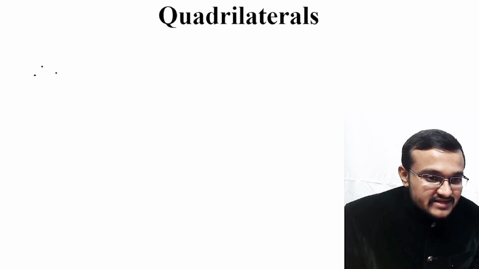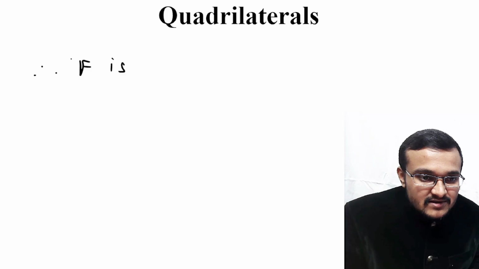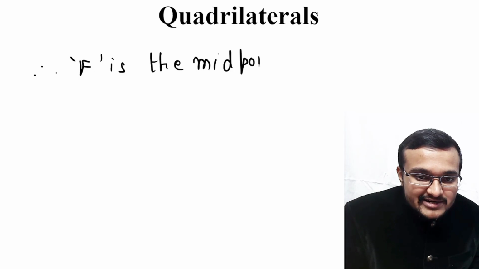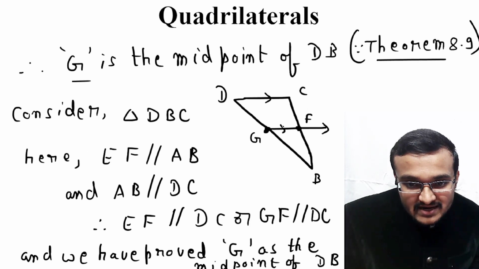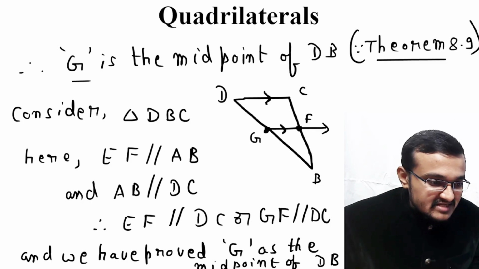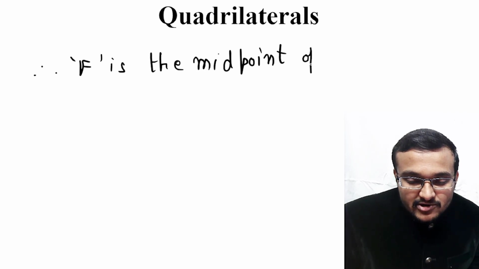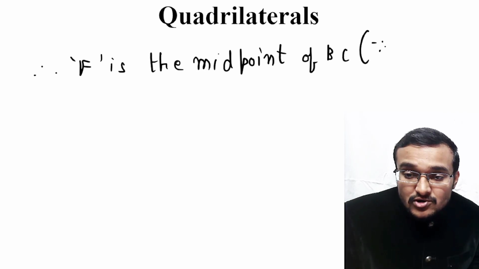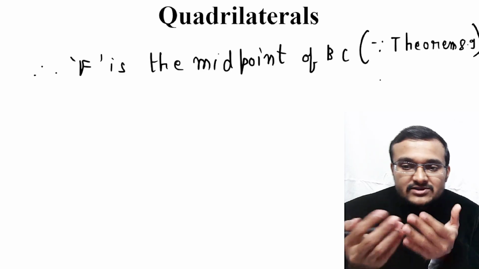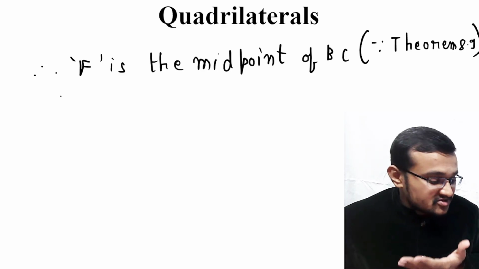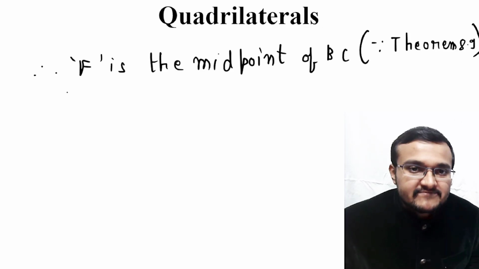Therefore F is the midpoint of this particular line BC, because here G is the midpoint and this particular GF is parallel to DC, so automatically F becomes the midpoint of BC. So F is the midpoint of BC. This is according to the converse of the midpoint theorem, or you can simply write theorem 8.9. If you want to be more clear, then you can write converse of midpoint theorem. This is what they had asked to prove in this question, and we have proved that.